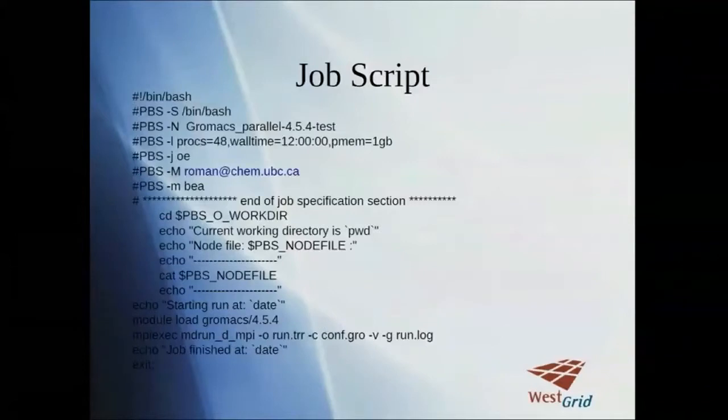So hours, minutes, seconds. And then again, if you logged into the WestGrid support pages and you look at the specification for every site, some sites have a very long wall time, which is allowed. Some sites have a very short wall time. So you have to be aware of this as well. And the third entry, PMEM, is basically how much memory I would like to use per process. So I am specifying that I would like to use 1 gig of memory.